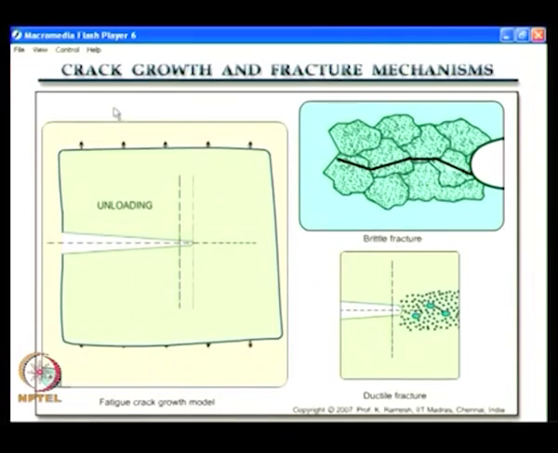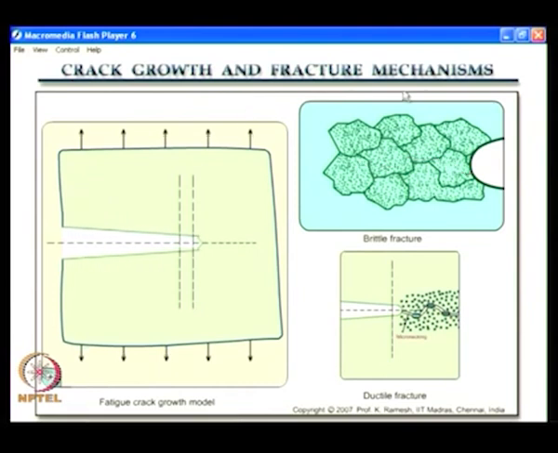Finally, we also looked at the crack growth mechanism due to liquid metal embrittlement. Then we moved on to discussing fracture mechanisms. We have looked at brittle fracture as well as ductile fracture. So, in essence, in this chapter we have looked in greater detail at crack growth and fracture mechanisms. In fact, this slide summarizes the crack growth mechanism of fatigue, where you could see for every cycle the crack grows by an incremental amount.